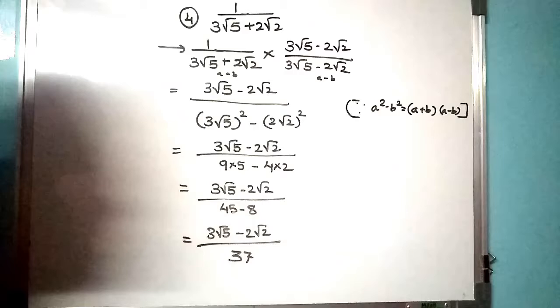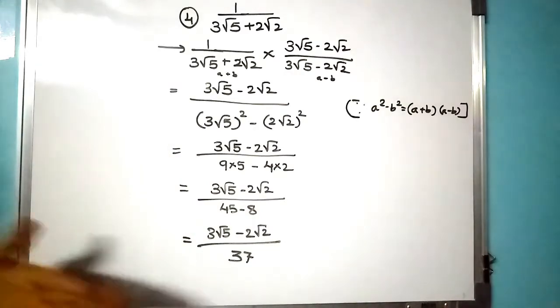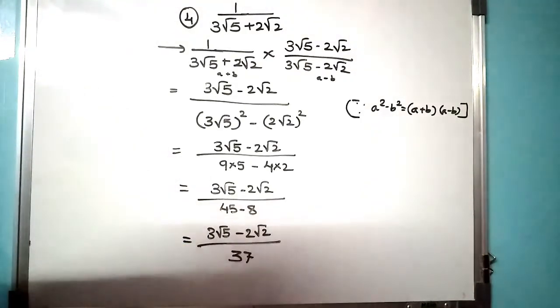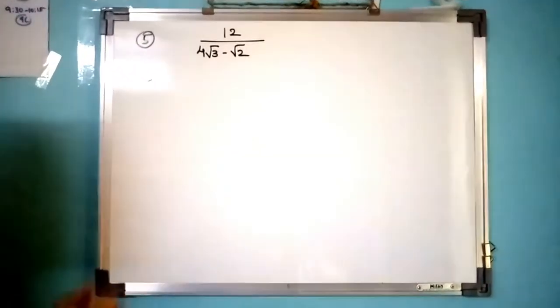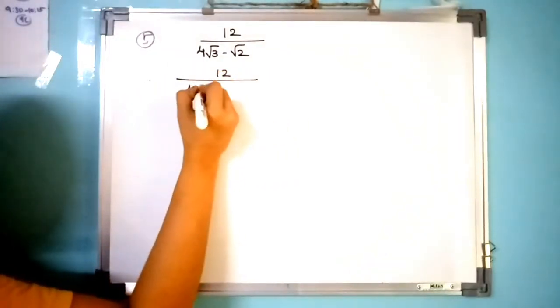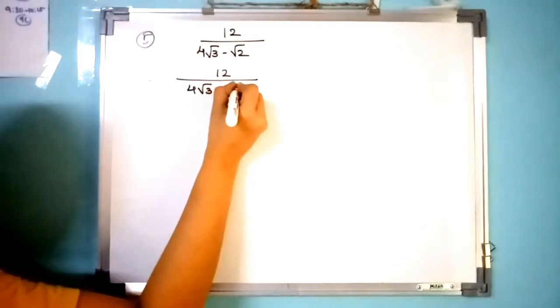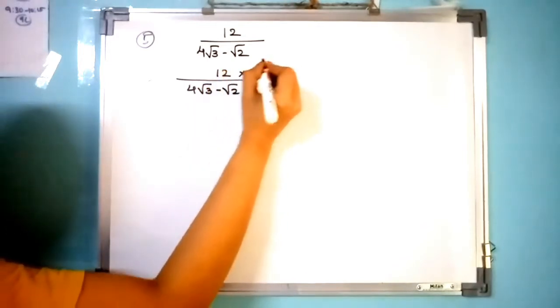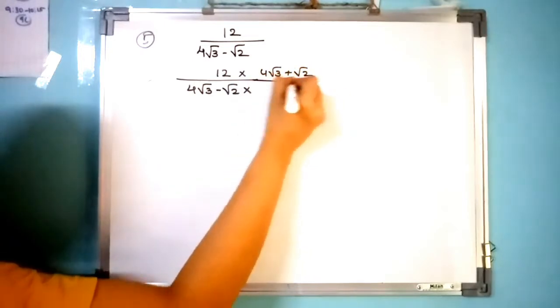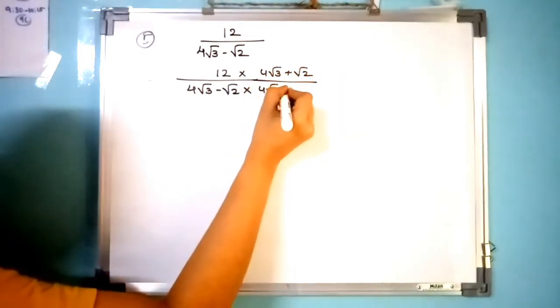Easy steps, basic knowledge is required. That's all for this answer. Let's see one more question. Let's see question number 5. In this question the denominator is 4 root 3 minus root 2. So we will take the conjugate of it. Conjugate is nothing but whatever operation is given, we have to take just the opposite operation.